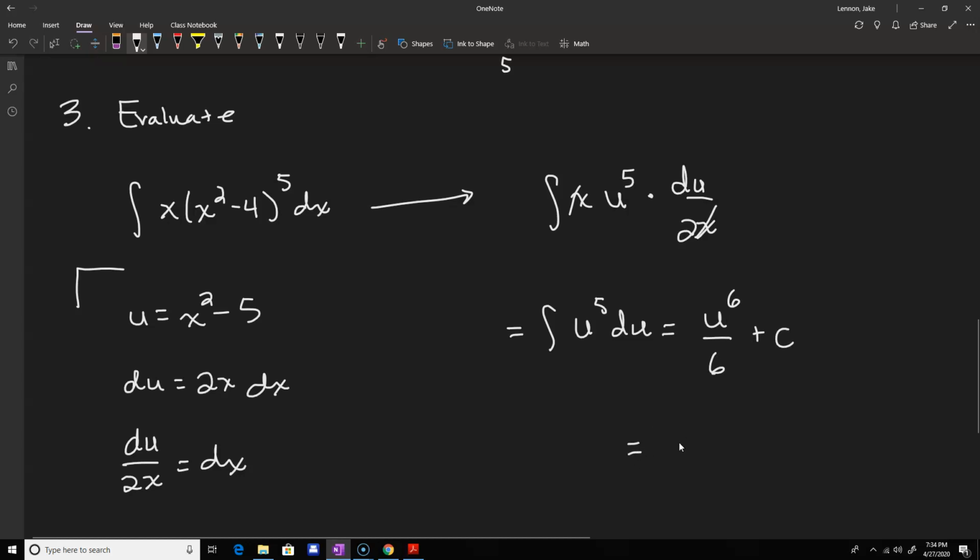And if we want to switch back to the original variables, u can be replaced by x squared minus, I wrote 5 for some reason when I originally substituted, that should be 4. So it changes back to x squared minus 4 in parentheses. And that is it.